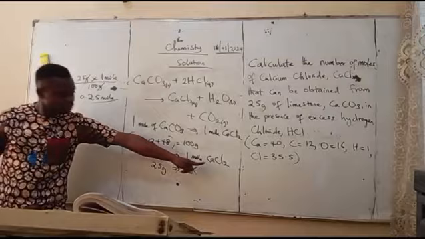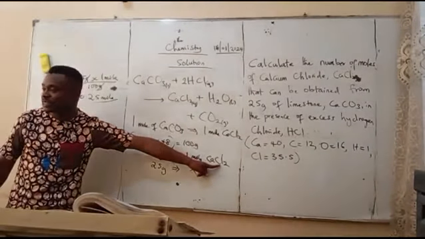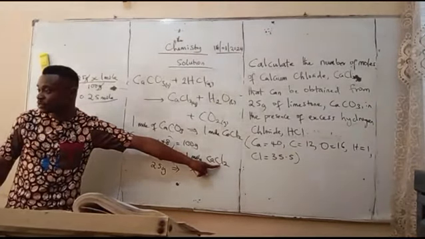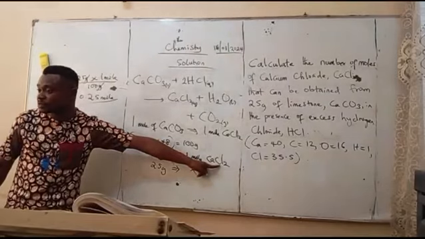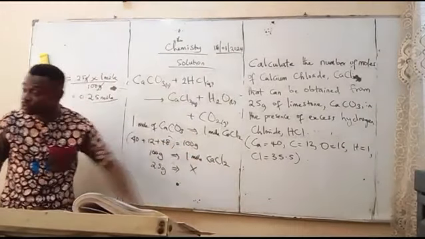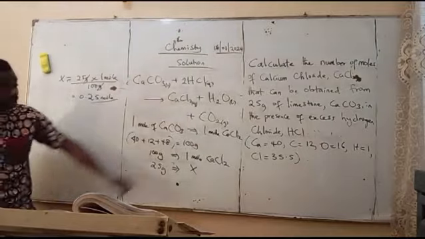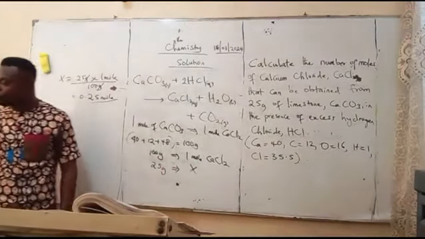True or false? Which is 40 plus that 35.5 times 2 is what? 70 what? 70. It is not 70. That 35.5 times 2 is what? 71. So 71.